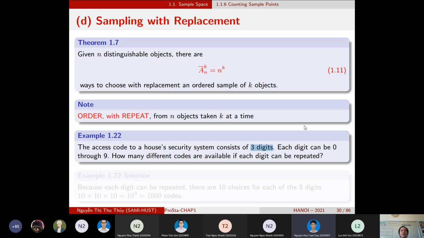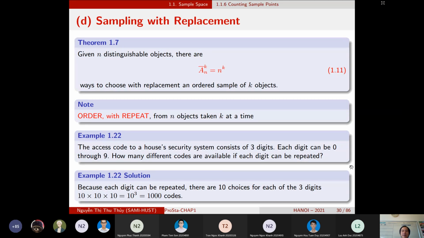How many? Can anyone answer this question? 1,000. Why do you have 1,000? Because for each digit we have 10 numbers to choose from. Yeah, the first digit of the code can be chosen from 10 numbers, 0 to 9. And the second digit? The second is also 10 numbers, because it can be repeated. And so on. So in total we have 10 to the power of 3, or we can say 10 cubed.